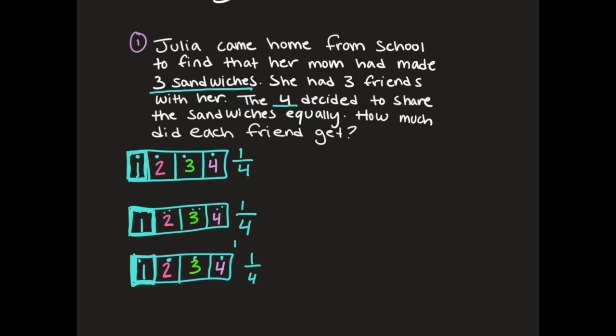So now I'm going to add those up, and I have 1/4 plus 1/4 plus 1/4, which equals 3/4. So how much of the sub sandwiches? 3/4 of the 3 sandwiches is how much one person is going to get. So I'm going to also write down my number model here. I have 3 sandwiches divided by 4 friends, and my answer is 3/4.